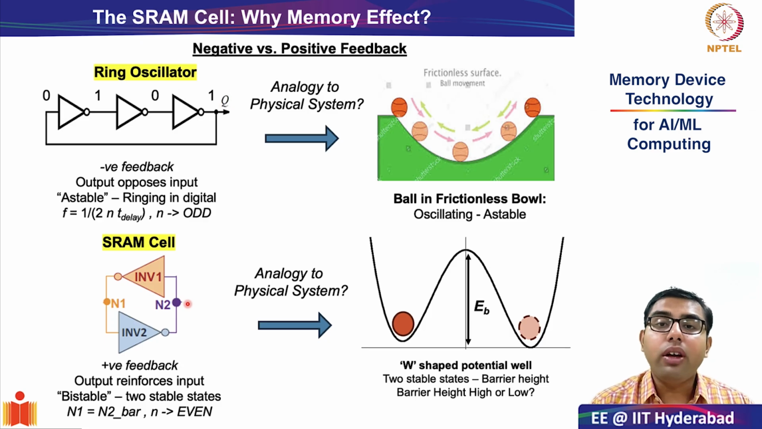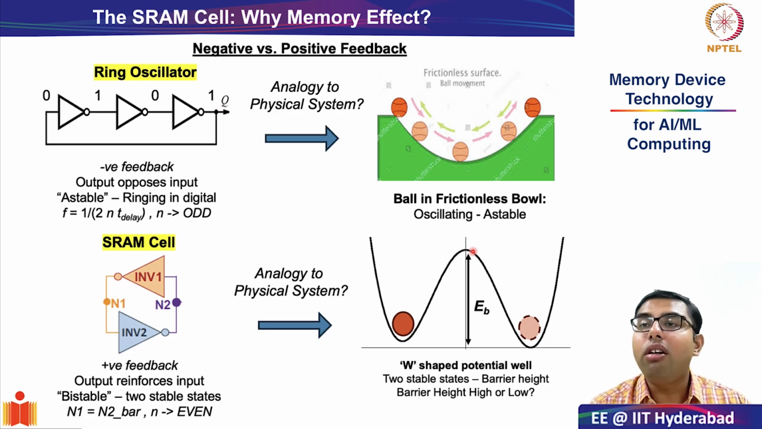We were looking at another very interesting perspective. We were trying to get an analogy to a physical system, and we saw that these bistable systems can be described as a W-shaped potential well consisting of an EB potential barrier. This W-shaped potential well will have two stable states, state 0 and state 1. The question that I had left you with was: what should be the barrier height of EB? Should it be very high or should it be very low?